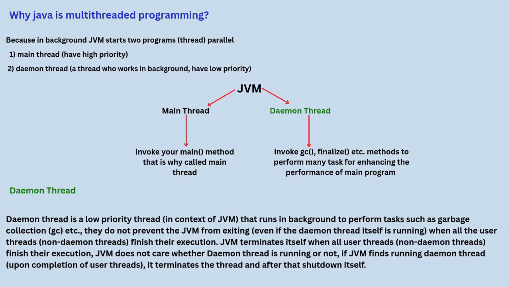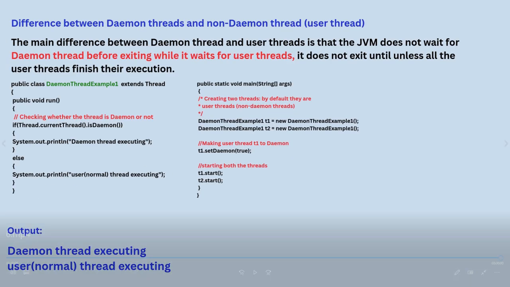Because JVM gives priority to the main thread. It does not have any priority for the daemon thread. Difference between daemon thread and non-daemon thread. The main difference between a daemon thread and a user thread, which we call the main thread, is that the JVM does not wait for a daemon thread before exiting while it waits for a user thread. It does not exit until the user thread or main thread finishes its execution.